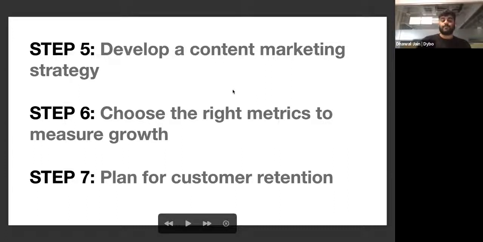Step 7 would be plan for customer retention. Again, it's similar to saying a bird in hand is better than two in the bush. If you have a customer already, it's important that you retain them, because you don't have to spend money again and again to acquire them. Listen to their problems, work out a strategy through which you can retain more customers than your competitors do.